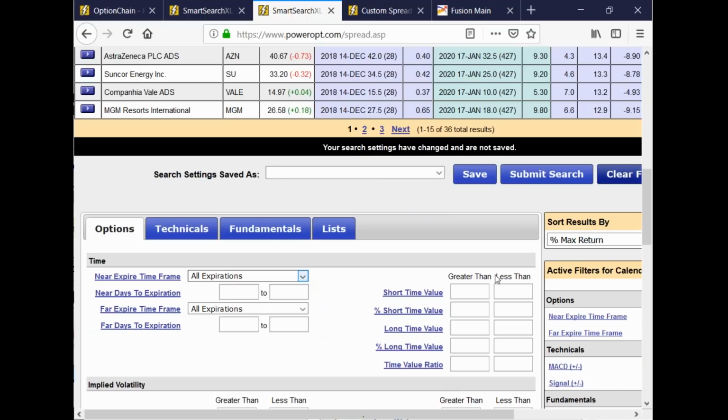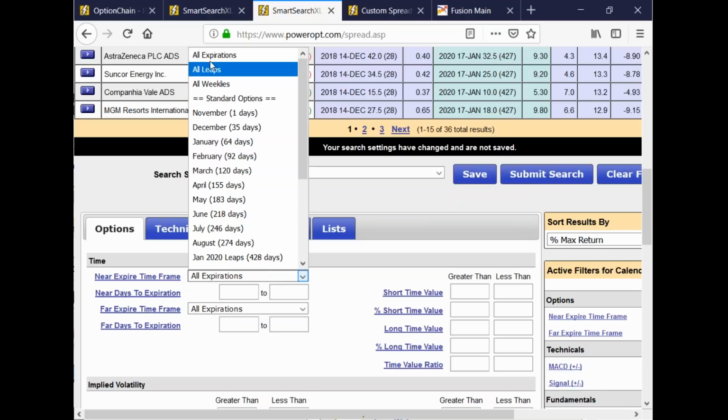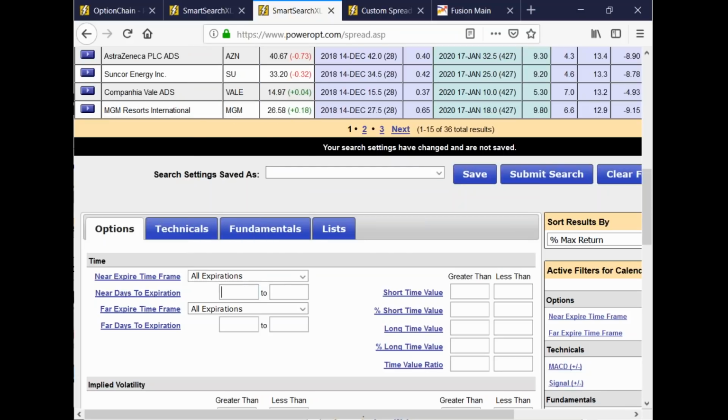What do you define as a short term? Okay, I'm going to show you what I might look for, but ask yourself, what do you define as a short term? Naturally, let's just think next week. So I'm going to select all expirations, and I'm going to put my near days to expiration of, let's say, 1 to 9. Okay, so next week's expiration.